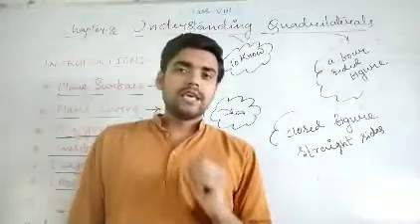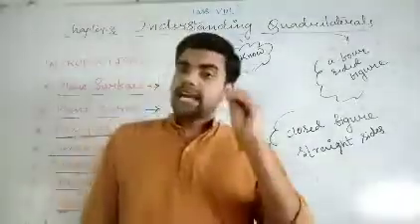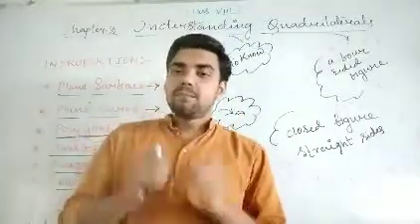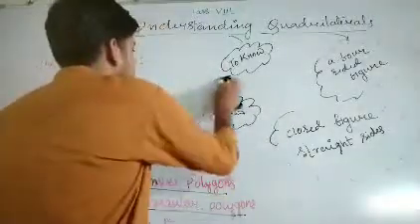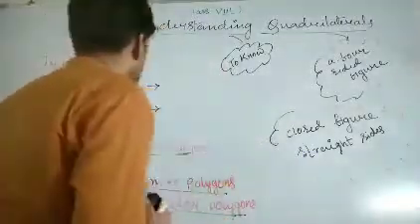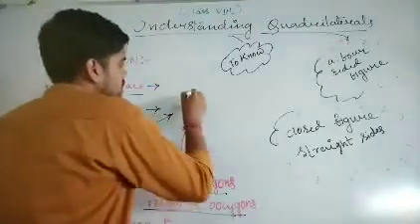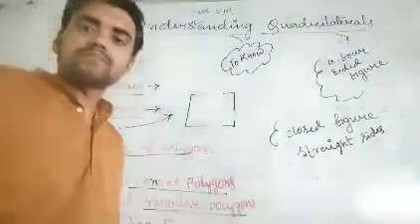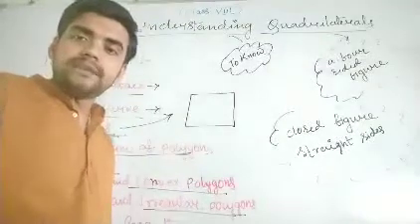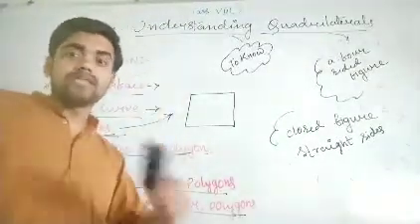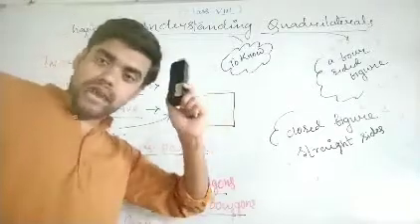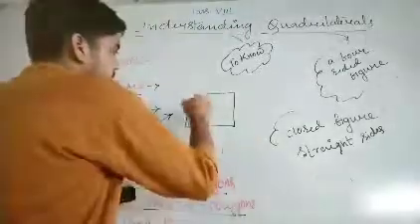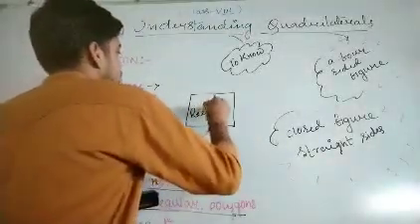Why? Because the definition of a polygon is a simple closed curve made up of line segments. A simple closed curve. For example, I will show you. See, polygon. It is a simple closed curve. You can say it is a rectangle. Suppose it is a rectangle, for example. You can write here: it is a rectangle.